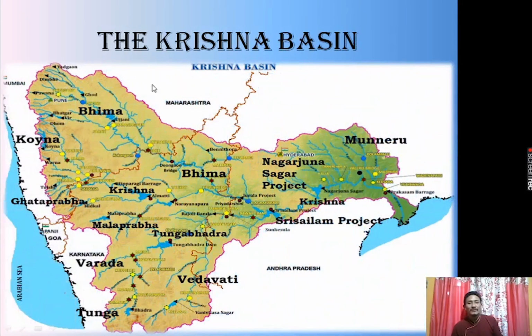And here we have Bhima, we have the Krishna River, Tungabhadra is here, Koyna is here. So these are the tributaries.